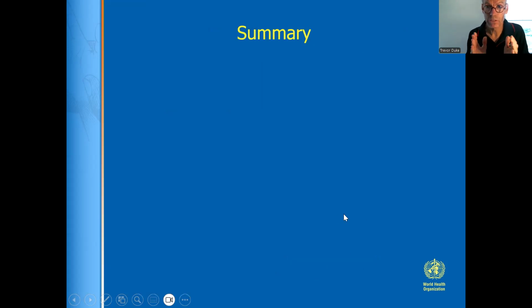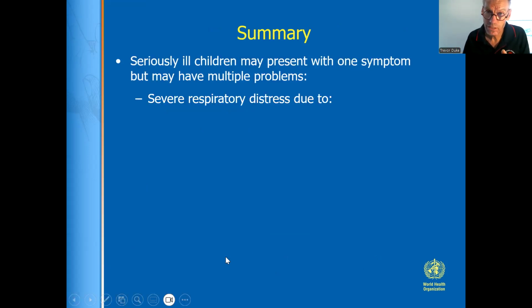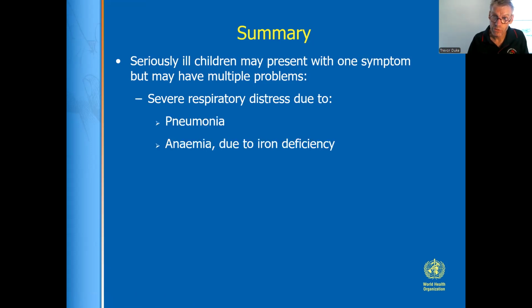So this has been a long case to go through, but I wanted to describe to you how you can use the book and use the stages of management to manage any critically ill patient. So just in summary, Ratu and many children present with one symptom, cough and fever or respiratory distress, but they may have multiple problems. And so Ratu had severe respiratory distress, and that was due to pneumonia. He had an acute pneumonia, acute infection.